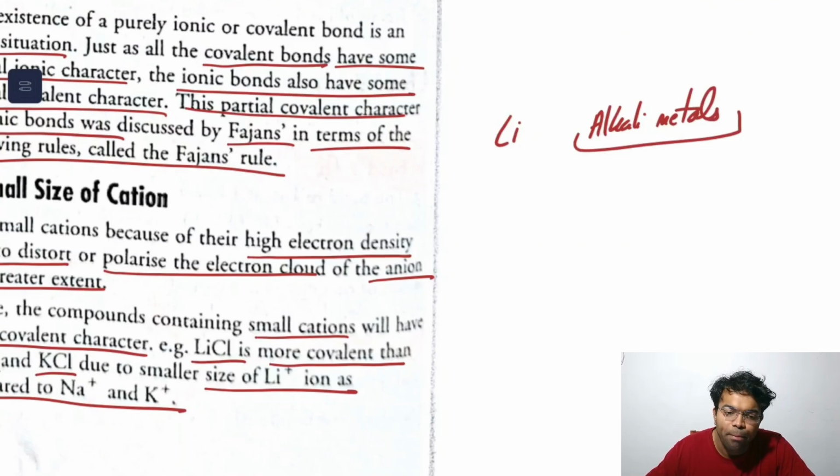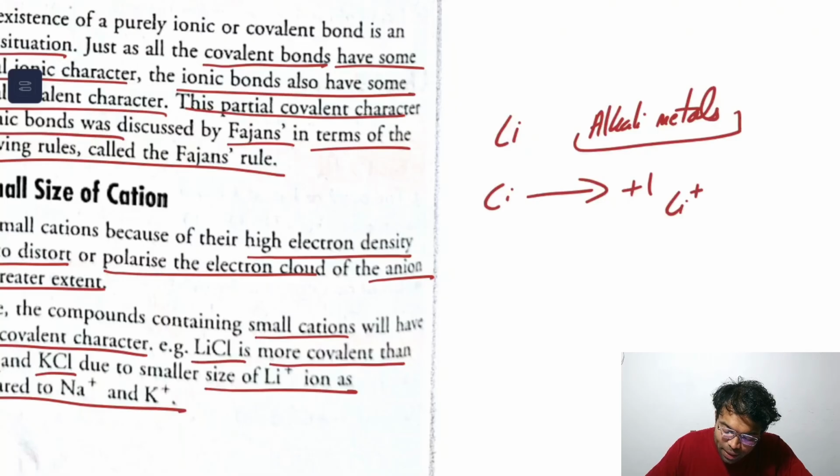Yeah, lithium belongs to the alkali metals. Now, alkali metals are metals. Metals have a characteristic called electropositivity. They have the ability to lose an electron pretty easily, right? So lithium should actually form the plus 1. Lithium should form plus 1, that is Li plus.